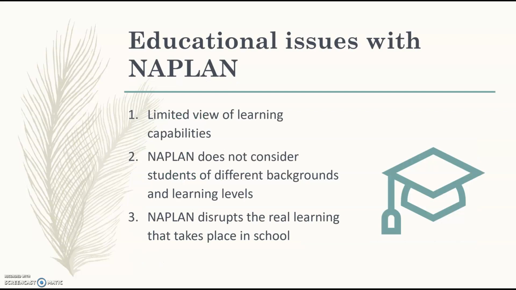Educational issues with NAPLAN. The NAPLAN policy has three main issues. Number one, limited view on learning capabilities. The NAPLAN policy is not effective as it only provides teachers, parents, and students with a very limited view of a student's learning capabilities at school. The test results do not tell teachers, who do their job and care about each of the students they teach, anything more than they already know about their students and how they are doing in their learning.